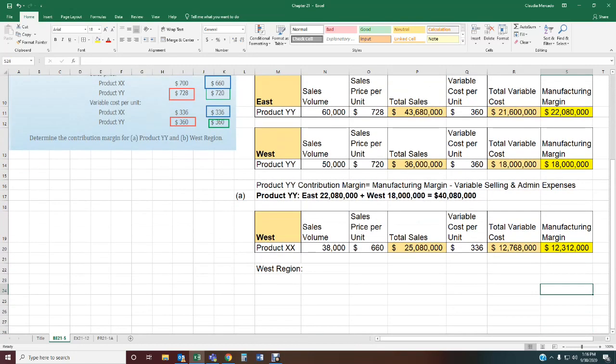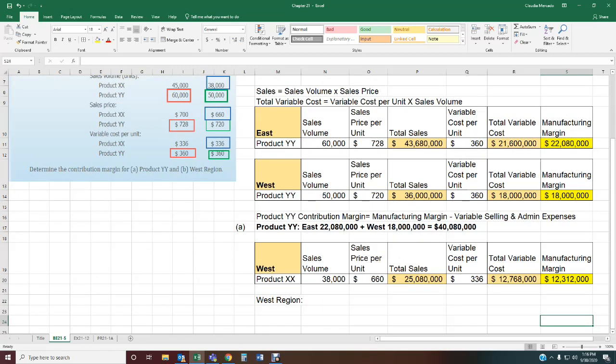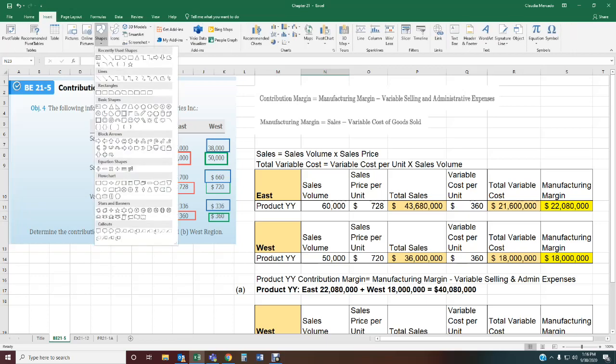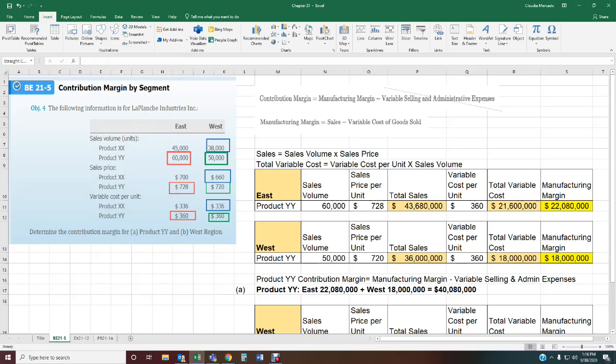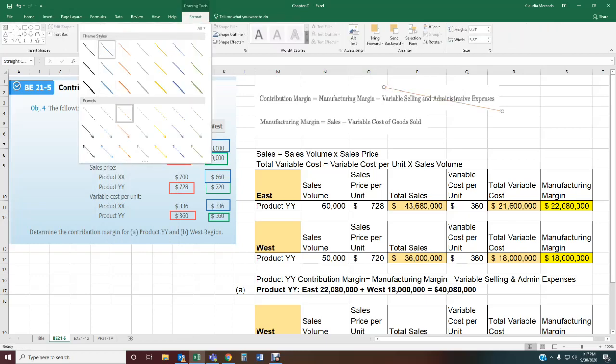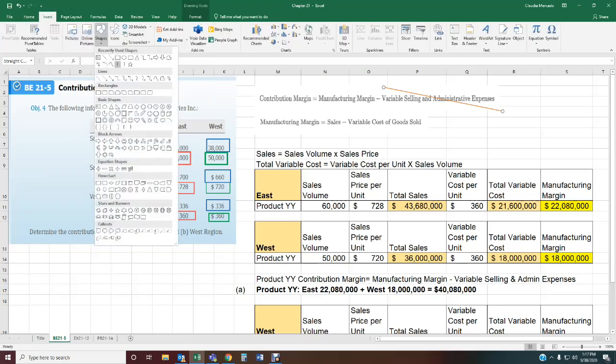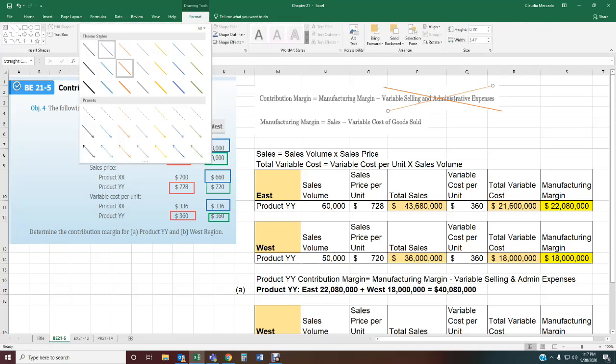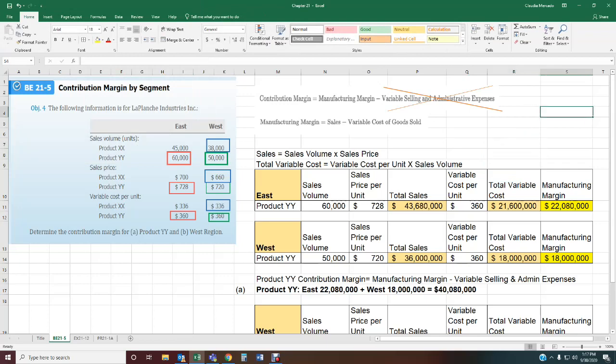So now for the west region, what are we going to do? Well, we're going to combine the information for the west for product YY and for the west for product XX. Remember, they're asking us to determine the contribution margin, which is your manufacturing margin minus your variable selling and admin expenses. Because we don't have any variable or selling admin expenses, we don't have to worry about that part right now. But it is included in the equation. It's just that it does not apply to the problem that we're working on right now. So according to the information in the problem, we don't have any, and therefore your contribution margin equals your manufacturing margin.